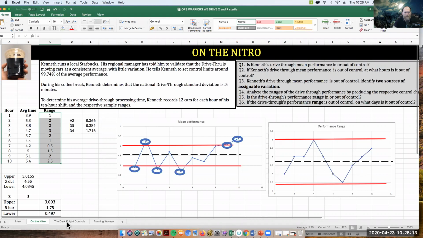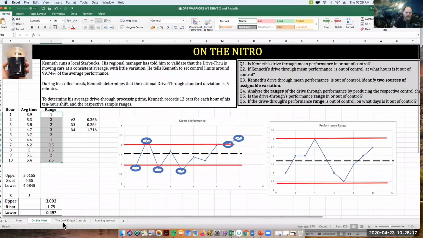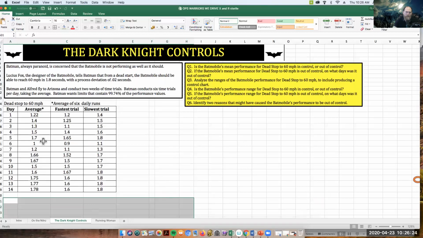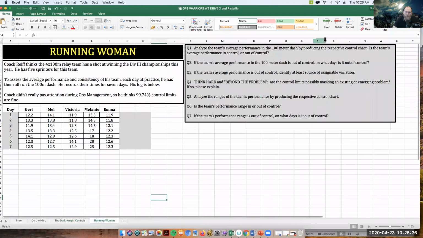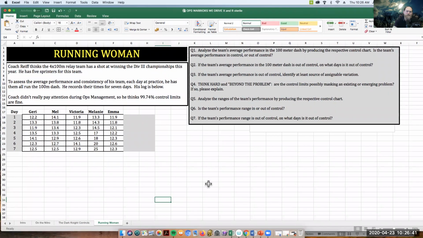Okay. We probably have time for one more. So I'm going to go to the hardest one of the bunch. In the middle here is a problem about Batman driving the Batmobile out in the desert. I would encourage you to do it on your own and then match it against the solution that I send you. But we're going to skip ahead to this one called Running Woman. And this is probably the hardest problem of the bunch because you've really got to think about what the data is and what you need to do with it.